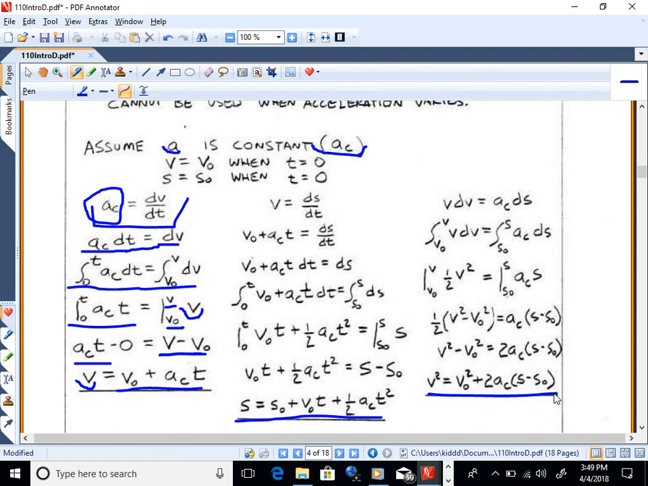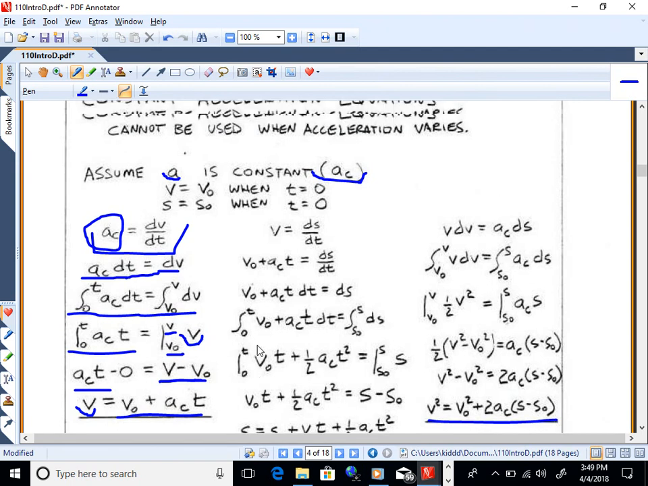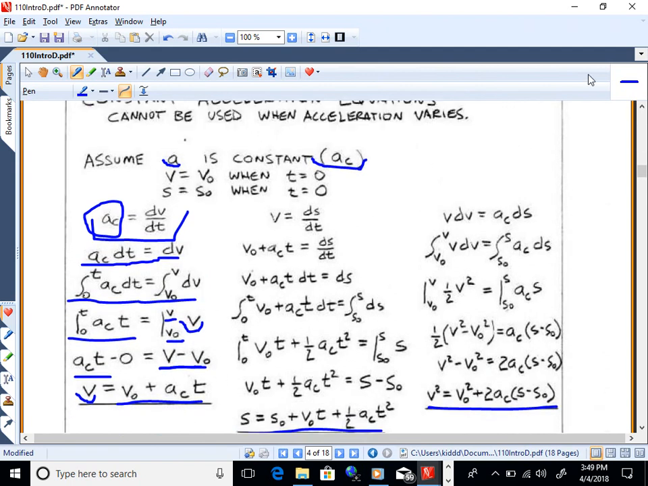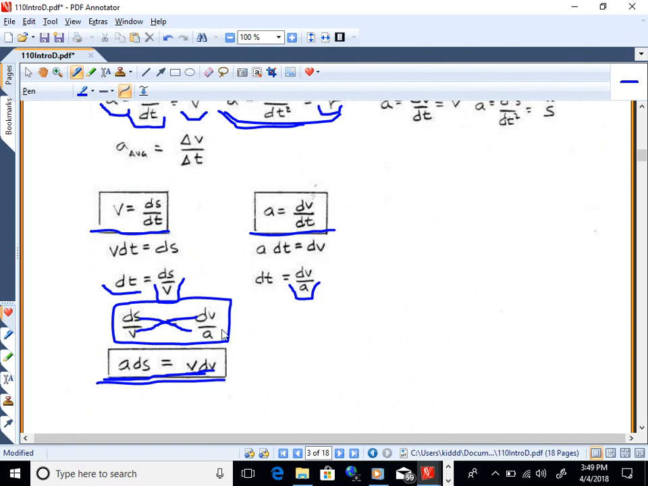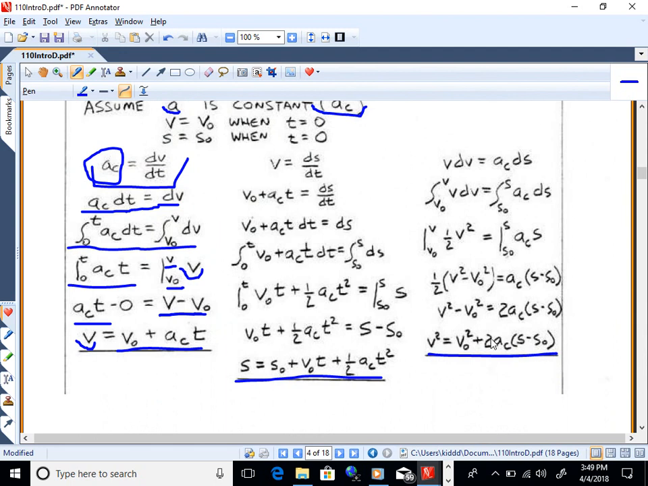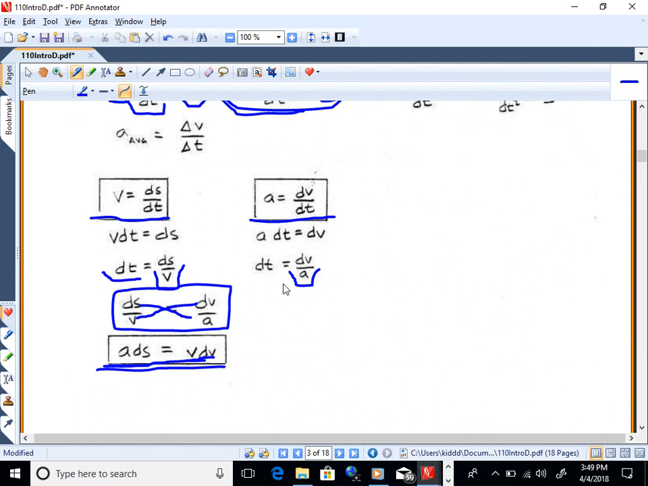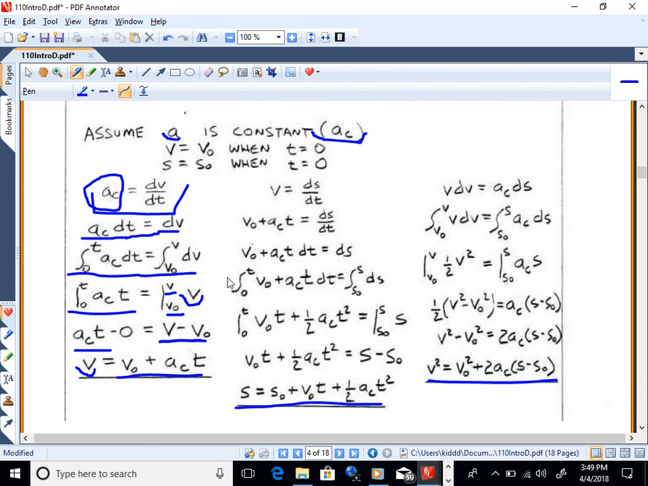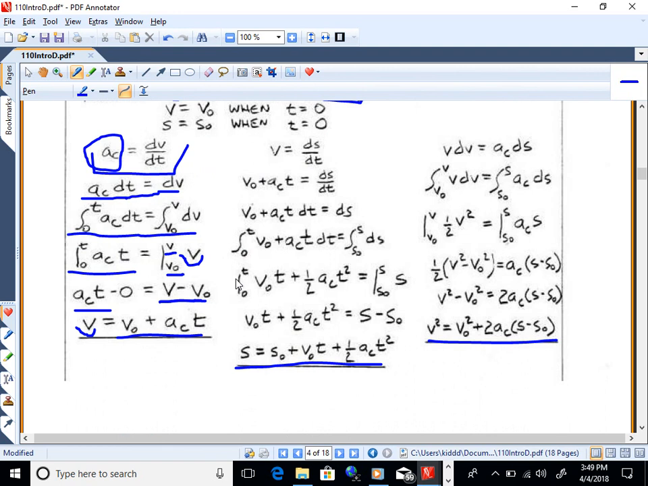That's the only time they'll actually hold. Okay? So if I've got instantaneous relationships, I'll use calculus, I'll use those three relationships. And if I've got constant acceleration, I'll use these. Okay? So here are the constant acceleration equations. Here are the variable acceleration equations. So just be sure you're using the right equations for the right situation. Okay? We agree with that? Okay.